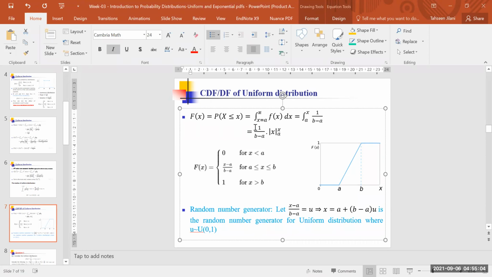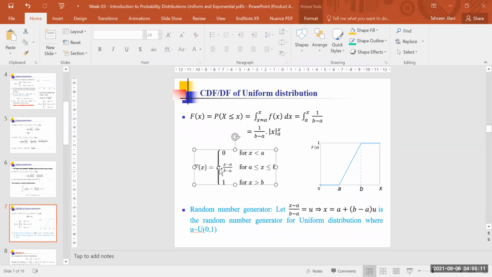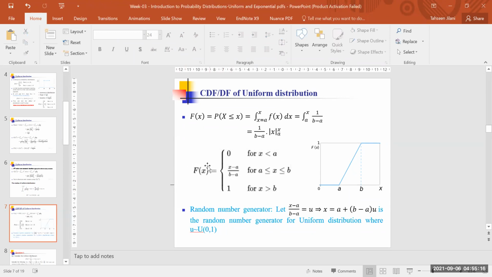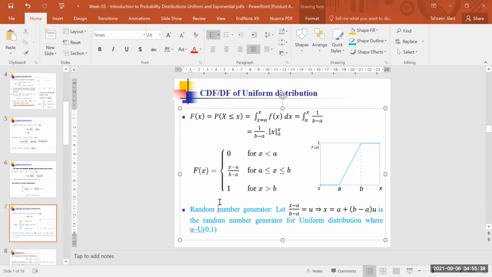So when we integrate it, we have x minus a over b minus a. And so we have a function like this, which says the CDF has the value x minus a over b minus a if and only if x lies between a and b inclusive. Otherwise, if x is less than a, the answer is 0. And if x is greater than or equal to b, the answer is 1. So basically, the CDF is the same as a cumulative probability.